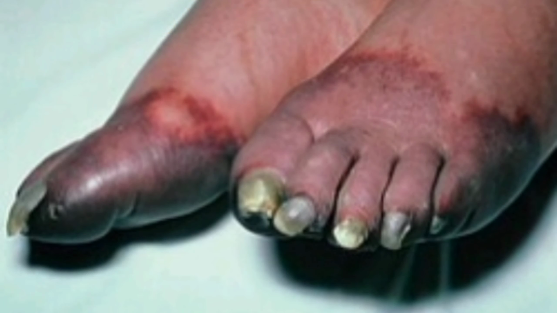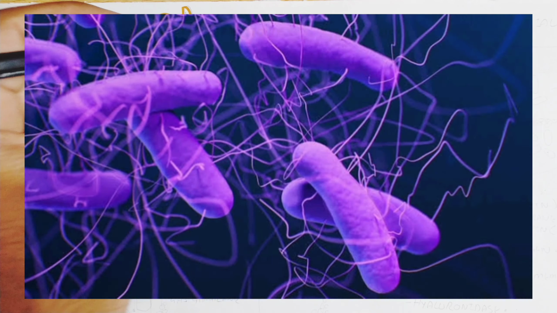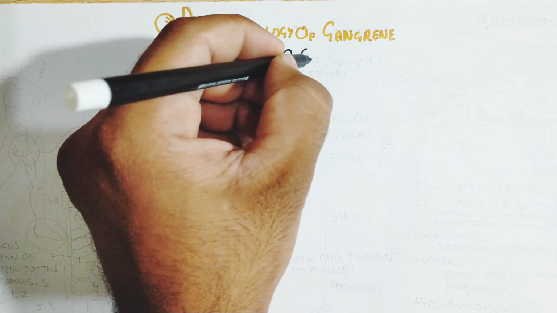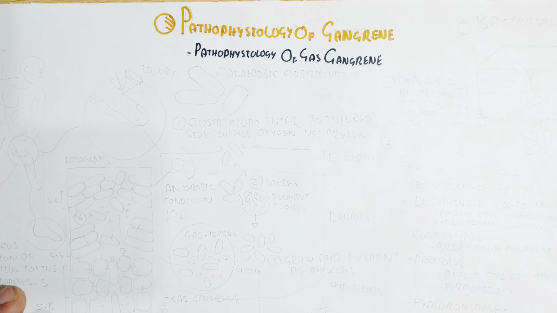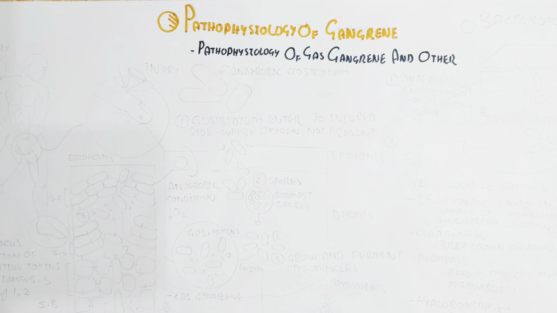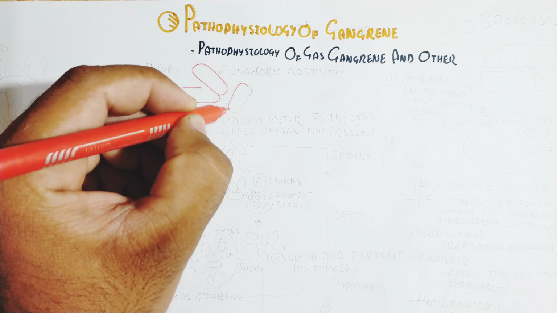So here is the picture that shows gangrene due to necrotic tissue caused by anaerobic Clostridium bacteria. Other bacteria can also cause it, but gas gangrene is mainly due to anaerobic Clostridium. We will understand all these things.